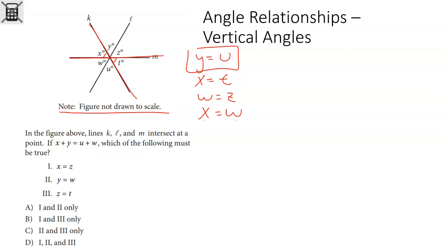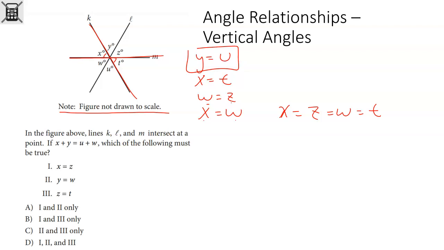If X is equal to W and W is equal to Z, by the transitive property, X equals Z and equals W. Okay. X equals Z, which equals W, and X also equals T. So all 4 of those angles have the same measure. Because we know that X equals T, we know that X equals W, and since W equals Z, X also equals Z. So all 4 of those measures are the same.